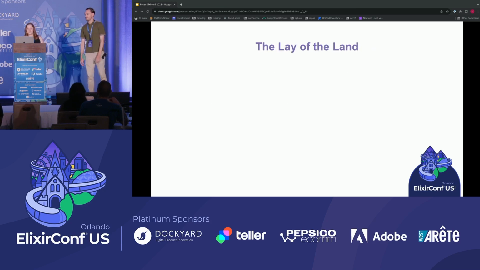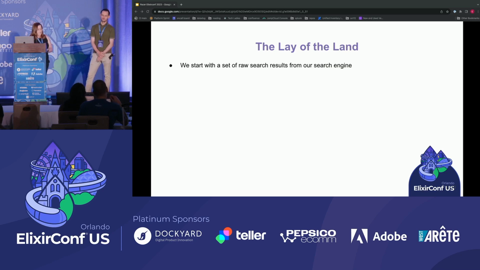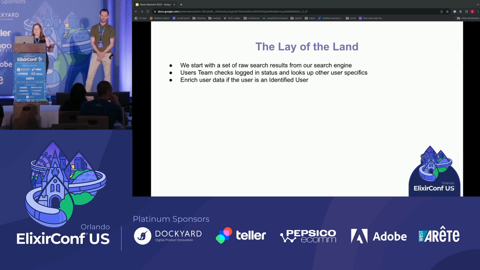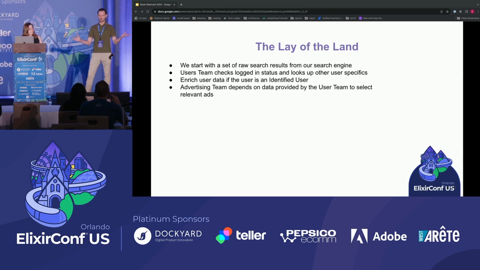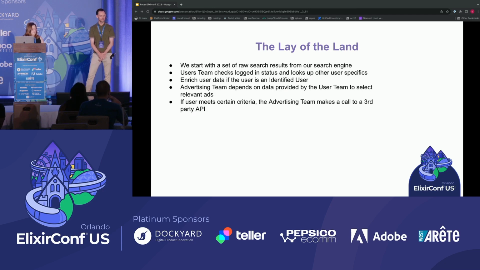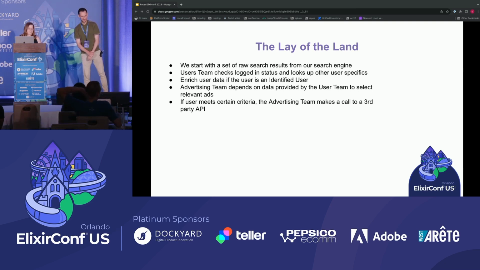Let's talk about what's currently going on in this function. We start with a bunch of raw search results from our search engine. Seems simple. Then a bunch of stuff happens, like on web pages all the time. You get the user team, they have to check your logged in status, do all that fun stuff with users. Makes sense. And then we enrich it. We decide if you're an identified user or not. And then the advertising team gets some data that depends on the user team, and then they give you good ads. Ads are important. And if it meets certain criteria, like you're born on a Tuesday, the advertising team makes a call to a third-party API to give you better ads.